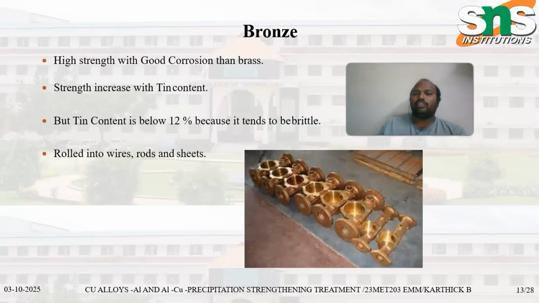The next one is bronze. When we compare bronze to brass, bronzes have high corrosion resistance compared to brass, because of the addition of tin. Moreover, the addition of tin will increase the strength, and if you add more tin, it gets better. In the same way as brass, bronze is used to make wires, rods, and sheets.